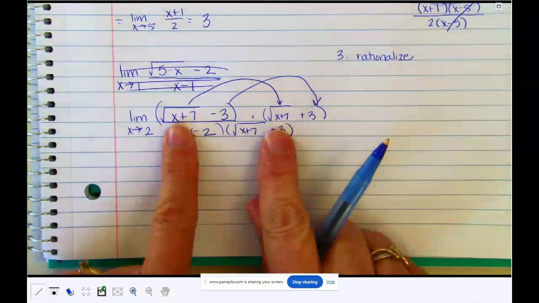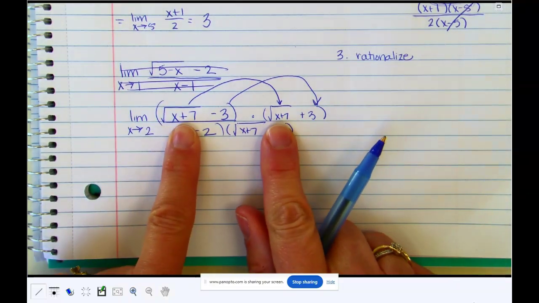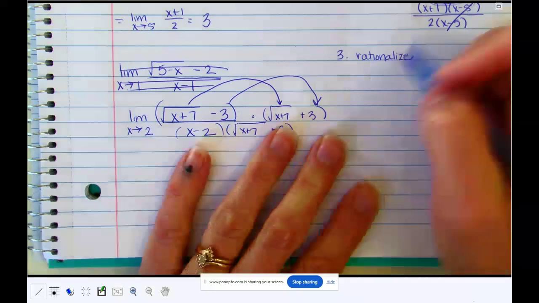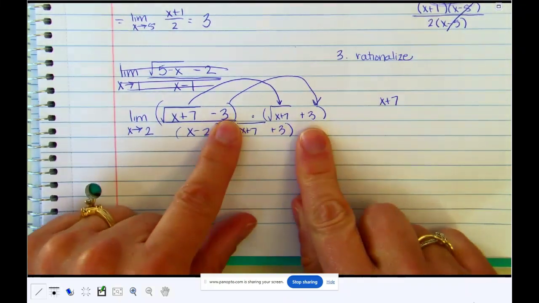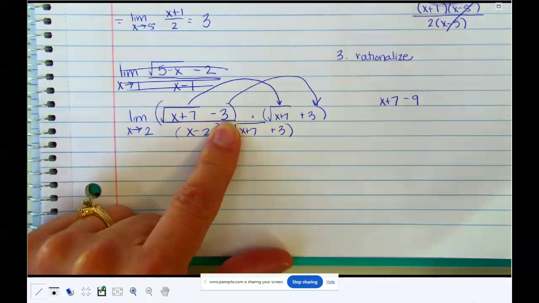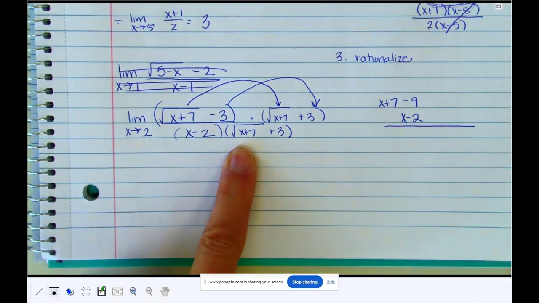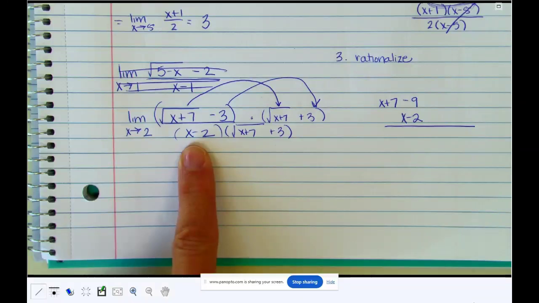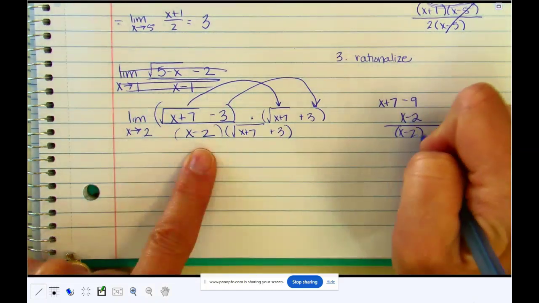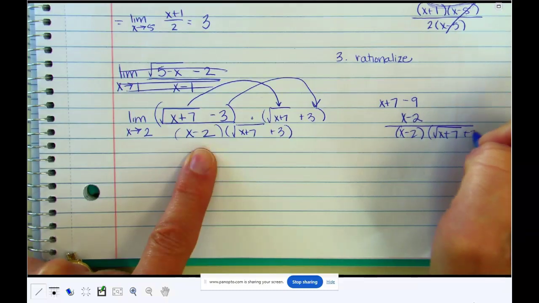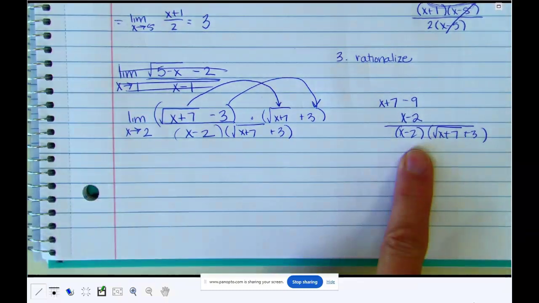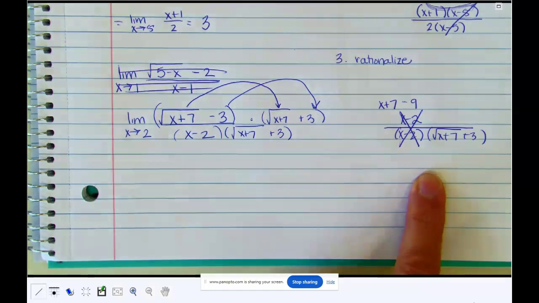Okay, so what is the square root of x plus 7 times the square root of x plus 7? It's just x plus 7. So this is x plus 7, and this is minus 9. Now, the top is x minus 2. Here's the other good thing about this. This looks like it's brutal multiplication. Never expand the bottom, or the top, as the case may be. Because square root of x plus 7 plus 3, look what happens. I didn't expand it, and look what I have. I have matching factors that I can cancel.